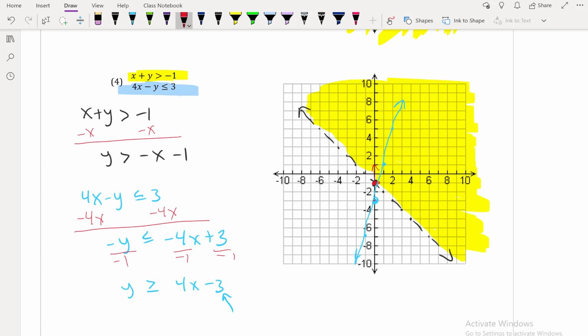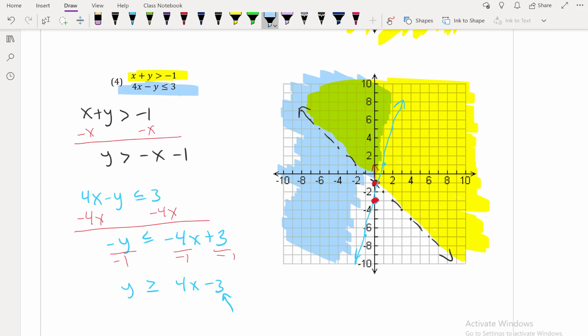So if I'm looking at this y-intercept now, so this is the one that I'm looking at, and if I'm looking at greater than or equal to, so I'm thinking above those values. So above would be over here. That would be on this side. So where the yellow and the blue intersect, that green area, because yellow and blue make green, that is going to be my solution set.